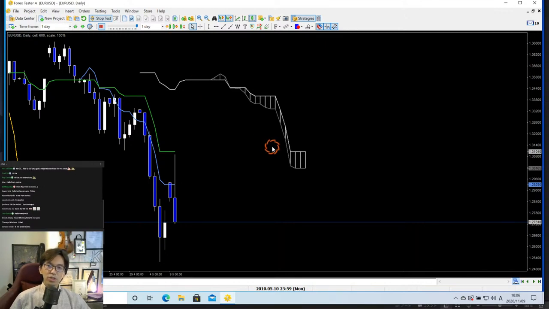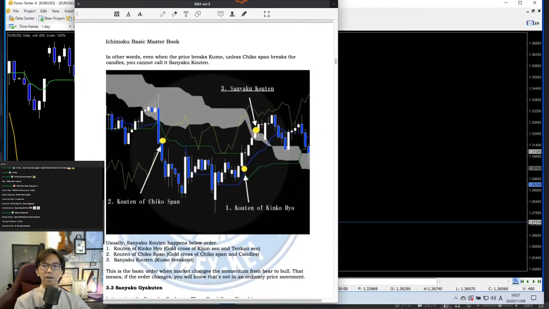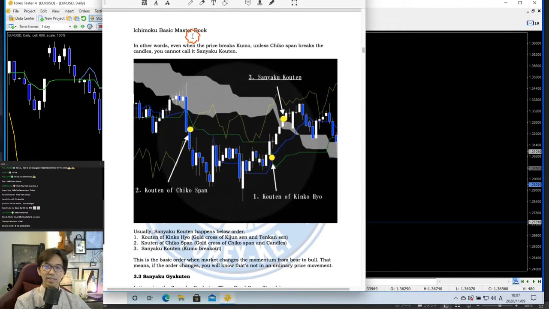So for those who are new to Ichimoku, Sanyaku Kouten signal is the strongest indication for the bullish trend, and Sanyaku Gyakuten is the bearish trend, the beginning of the bearish trend. And Sanyaku Kouten signal can be captured by three steps. So before running the tester here, let me present what Sanyaku Kouten is from the book that I wrote. This is the Ichimoku Basic Master Book that is available in my Ichimoku community. But here, I present the Sanyaku Kouten signal.